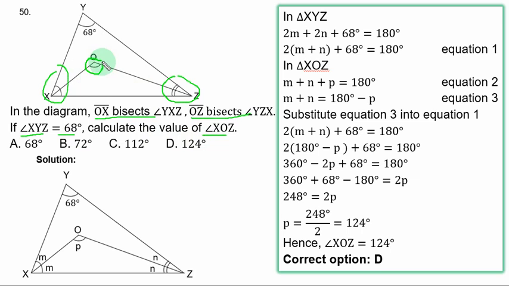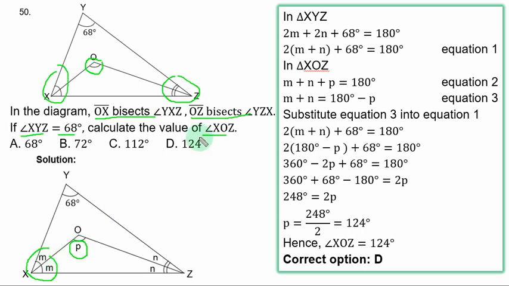The diagram, we need to reproduce it and indicate some angles. So let's represent angle SOZ by P. Now, since OS bisects angle YSZ, these two angles are equal. The angle now is one, but divided into two. So you have M and M, and N and N for the other side.